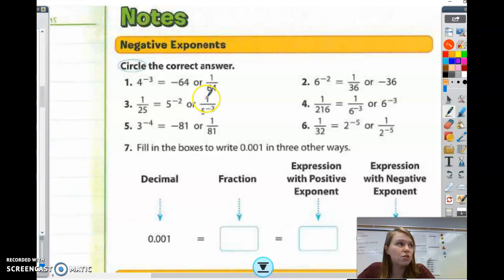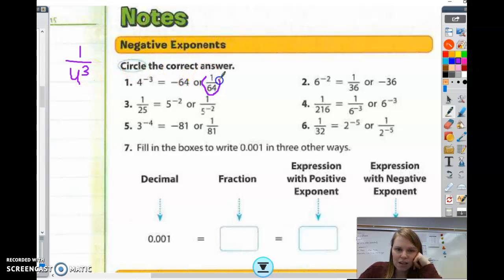So for this one it says circle the correct answer. We've got 4 to the negative 3rd power. Okay, thinking out loud, wouldn't this be the same as 1 over 4 to the 3rd? So what is 1 over 4 to the 3rd power? Type in 4 times 4 times 4 to your calculator, or 4 to the 3rd power. What do you get?